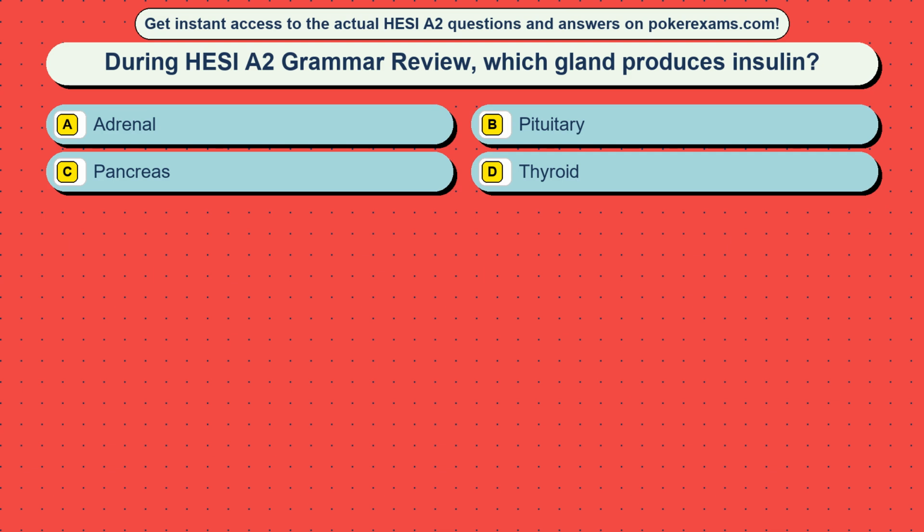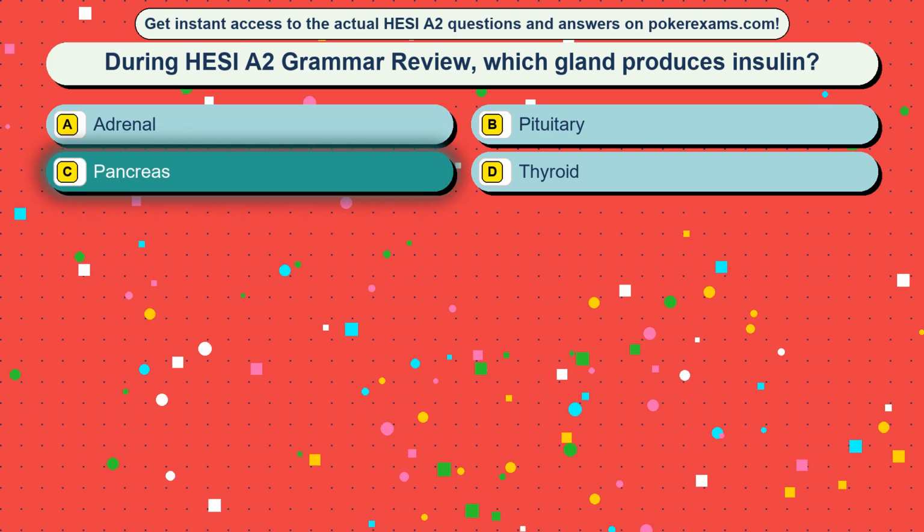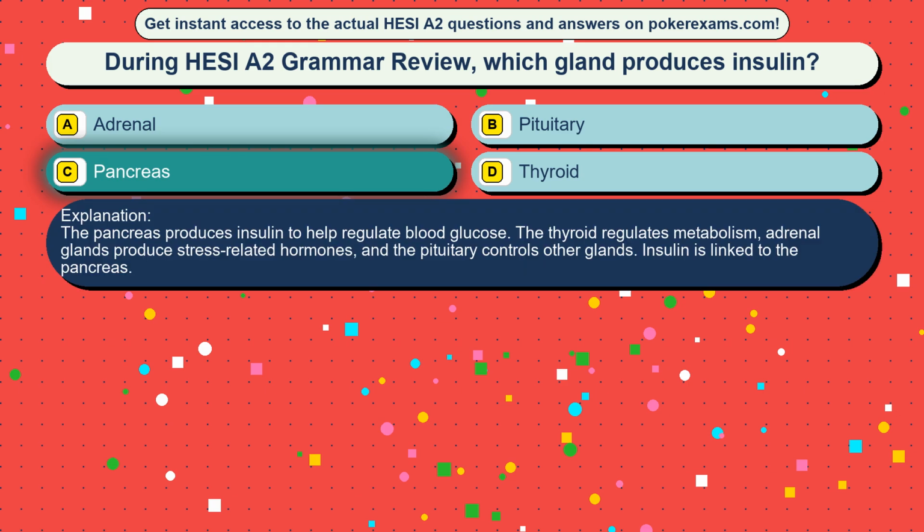Option A, adrenal. Option B, pituitary. Option C, pancreas. Option D, thyroid. The correct answer is option C, pancreas. The pancreas produces insulin to help regulate blood glucose. The thyroid regulates metabolism, adrenal glands produce stress-related hormones, and the pituitary controls other glands. Insulin is linked to the pancreas.